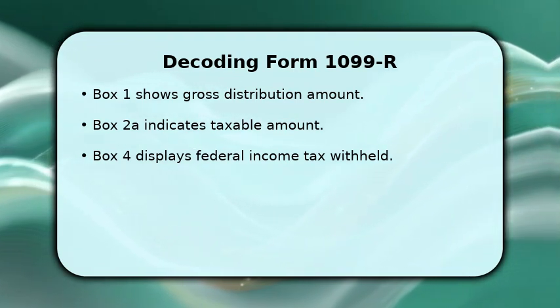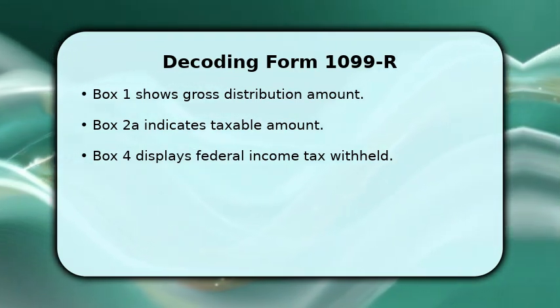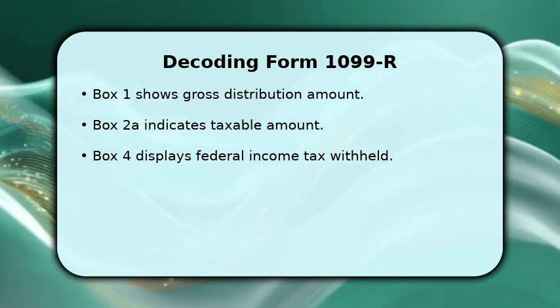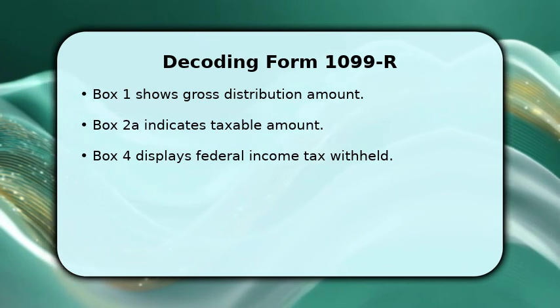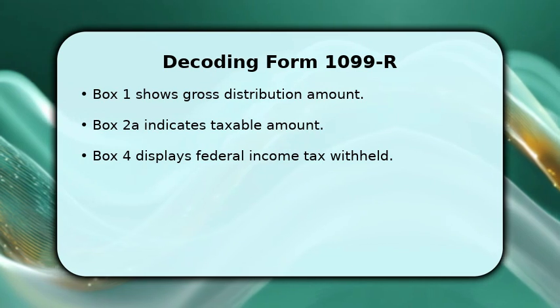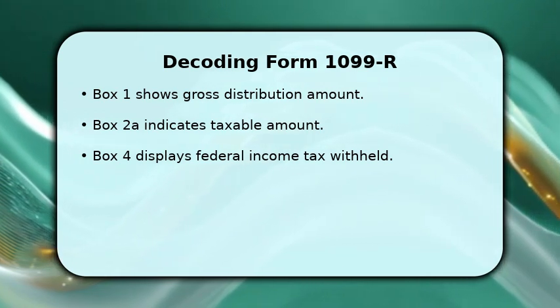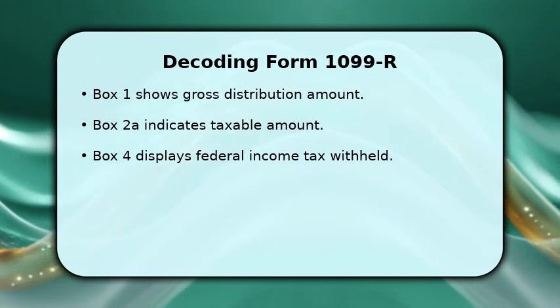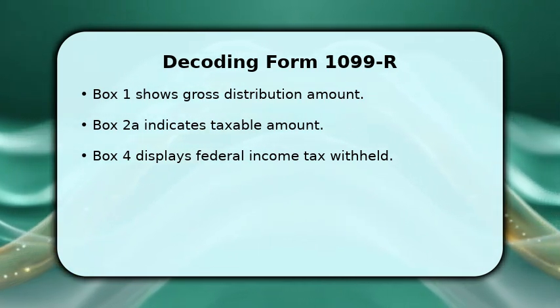Box 1 shows the total gross amount you received. Box 2 indicates the portion of that amount considered taxable. Box 4 details any federal income tax already withheld by the payer. Finally, Box 7 contains distribution codes, which are essential for determining the taxability and nature of your distribution.